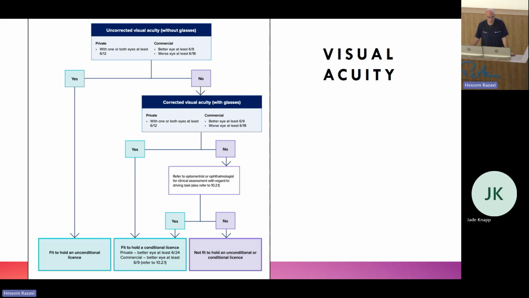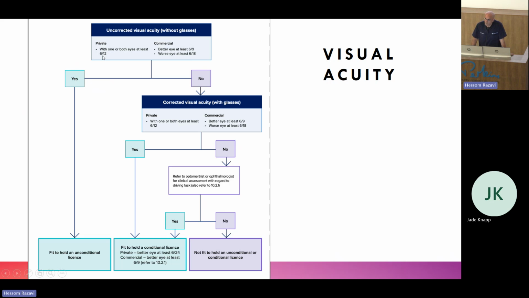On first impressions, this little flow chart probably looks quite complicated, but it's really not. Let's go through it. So you start off at the top. What's the person's uncorrected visual acuity? That means without glasses. And most people will be interested in a private driver's license, meaning your normal car or motorbike. Commercial means bus, truck, heavy equipment, lorry, that sort of thing. So this is more relevant to truck drivers and to FIFO workers who'll often be operating heavy equipment. But let's start with private.